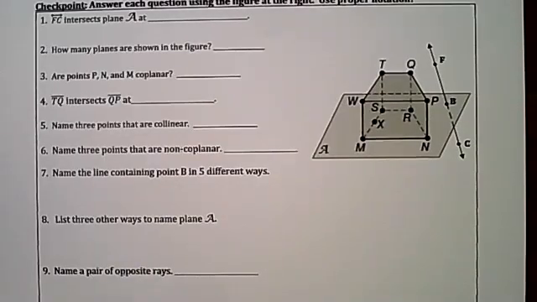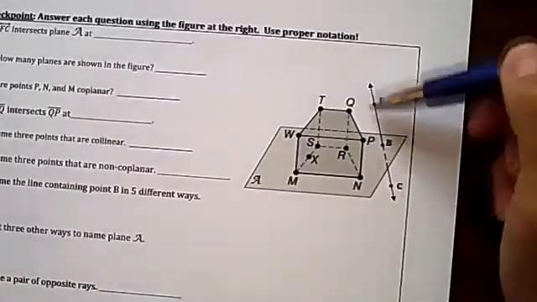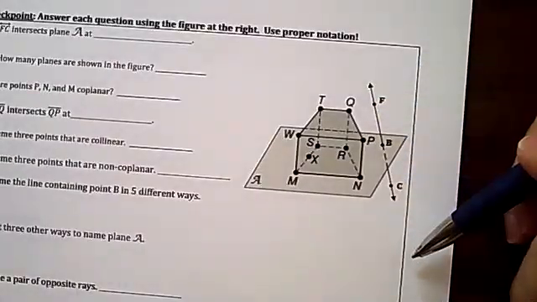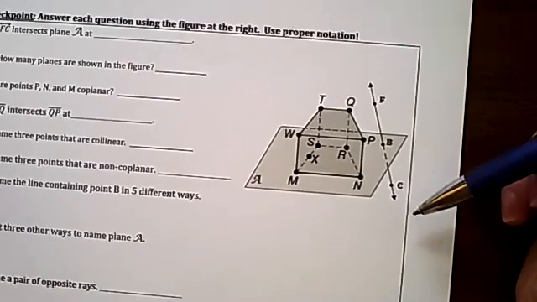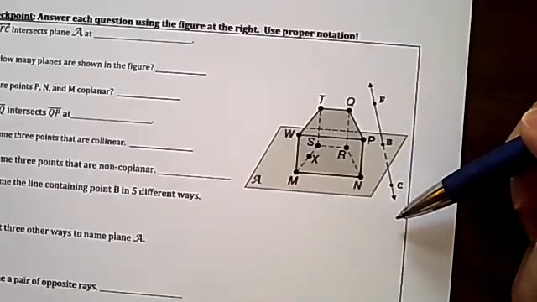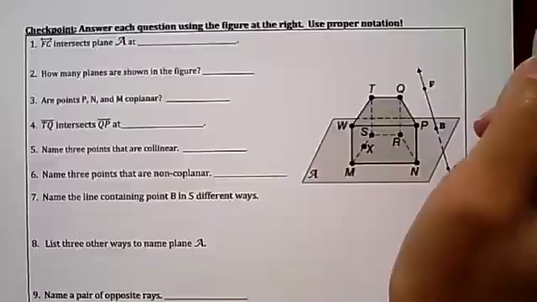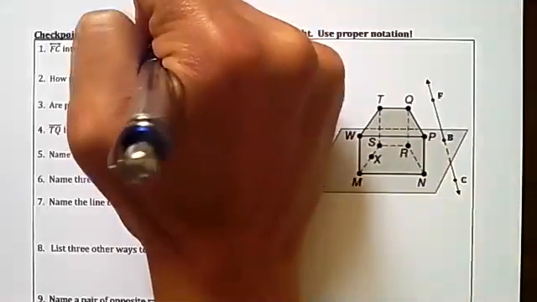Okay, the first one, line FC. So line FC is right here. Intersects plane A at where? So if you want to put it in the chat, where does line FC touch the plane? Point B. Awesome. Nice job, guys. Just remember that it has to be a capital letter. So when you're writing it out, make sure you put a capital.